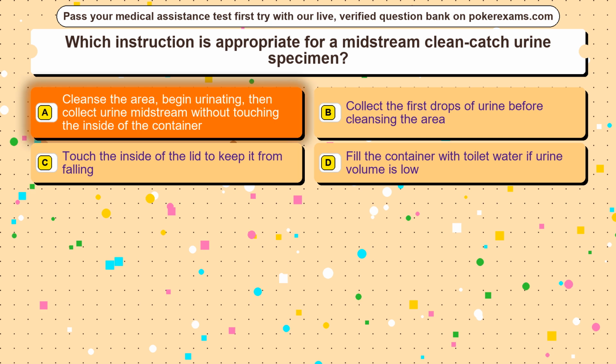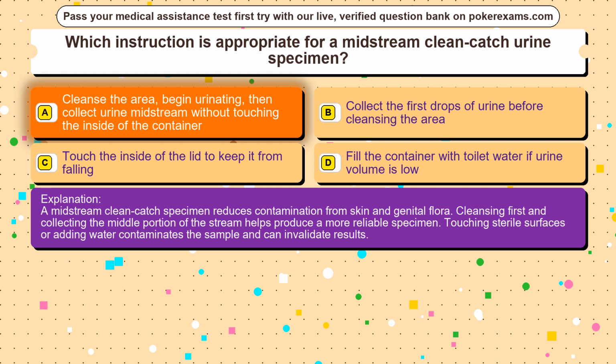The correct answer is option A, cleanse the area, begin urinating, then collect urine midstream without touching the inside of the container. A midstream clean-catch specimen reduces contamination from skin and genital flora. Cleansing first and collecting the middle portion of the stream helps produce a more reliable specimen. Touching sterile surfaces or adding water contaminates the sample and can invalidate results.